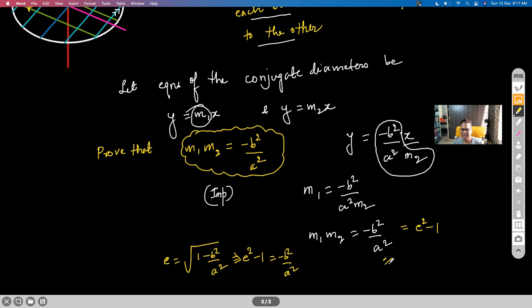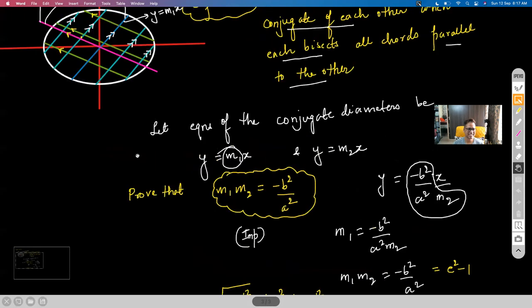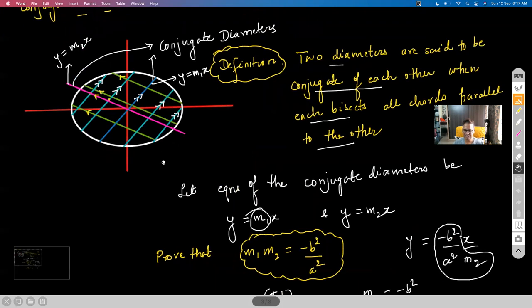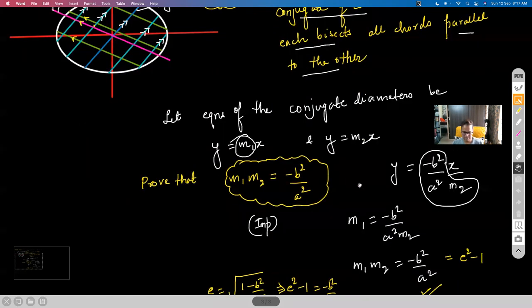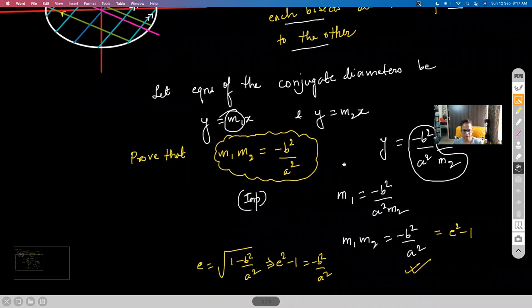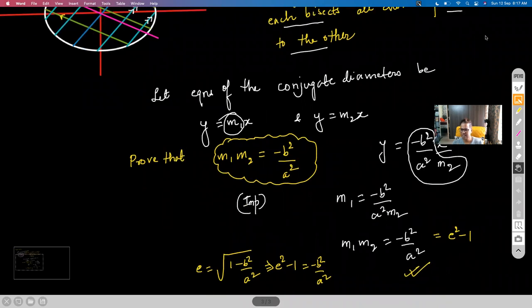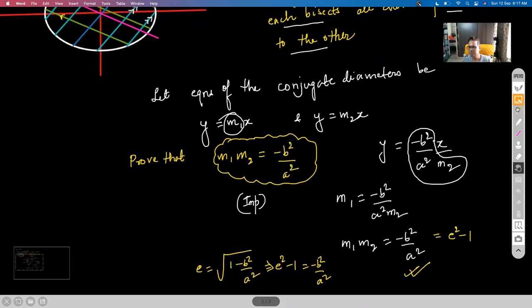Okay. And please also understand, many people think that the endpoints of the conjugate diameters, okay, we will take this as a property. Let me not speak about it right now. We'll take it as a separate discussion point. Okay. So everything on this page is done. So can we move on to the next page?